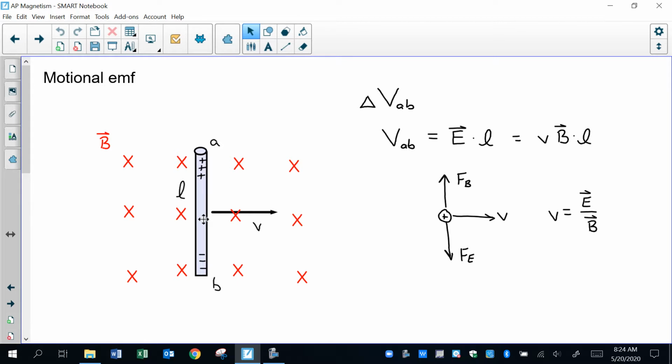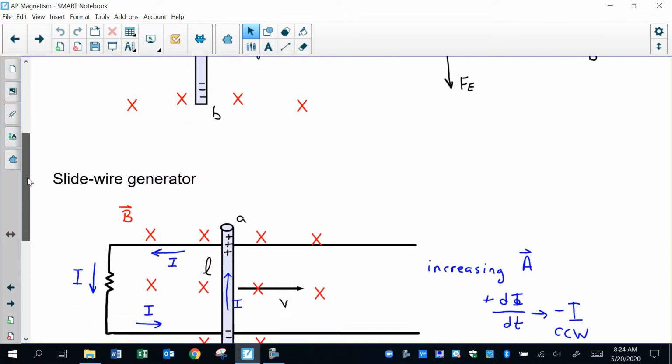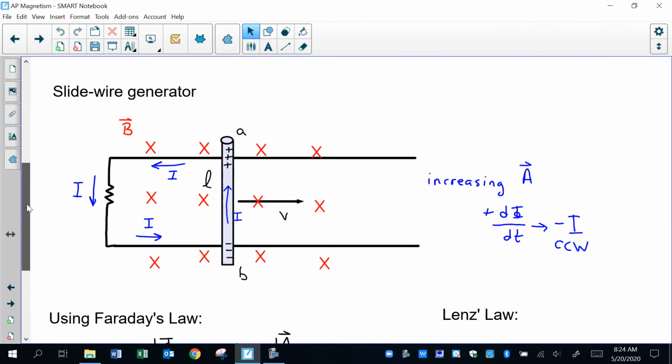But what happens if I could connect this to a conductor? I slide down a slide wire generator right here, that same concept. I have this rod moving to the right. I get a buildup of positive, a buildup of negative. They don't shift down because there's a magnetic force driving them forward. But what can happen is this black wire is stationary. This whole thing is stationary.